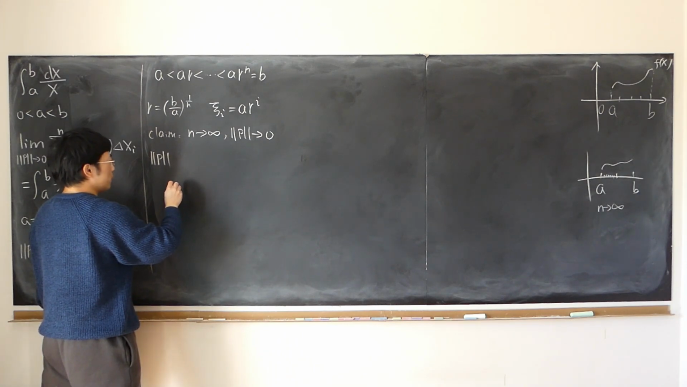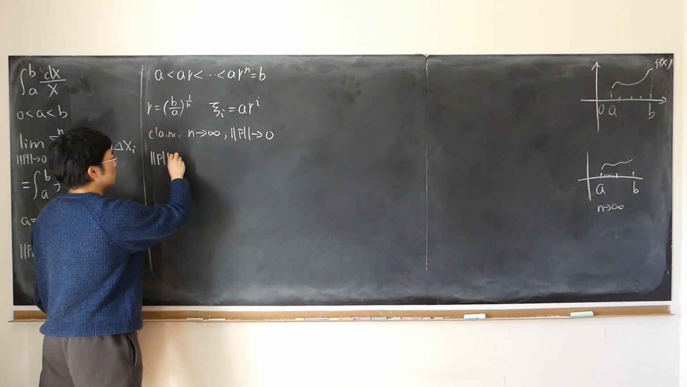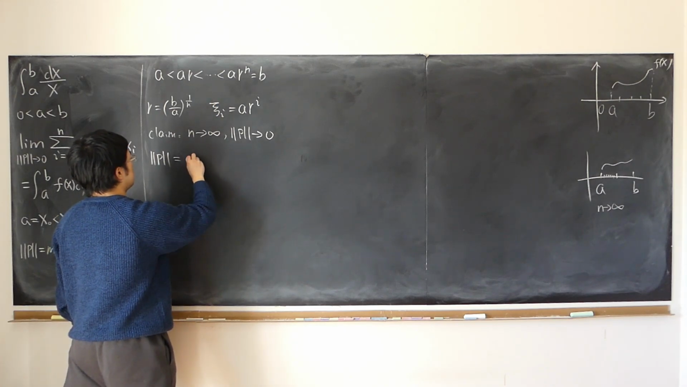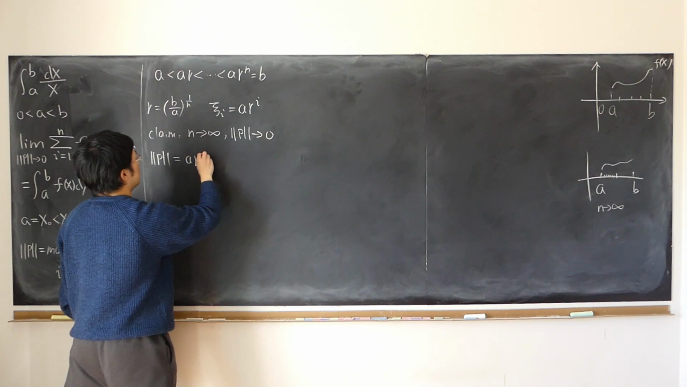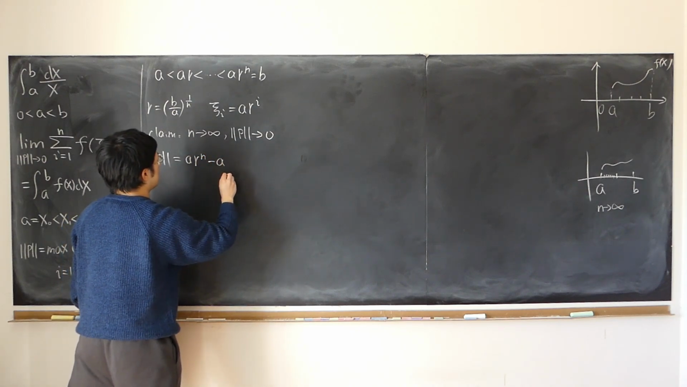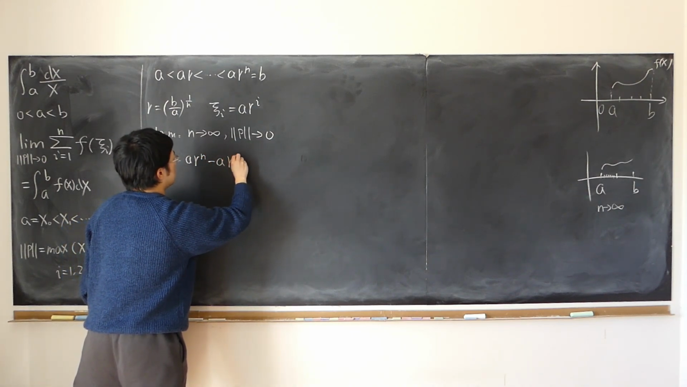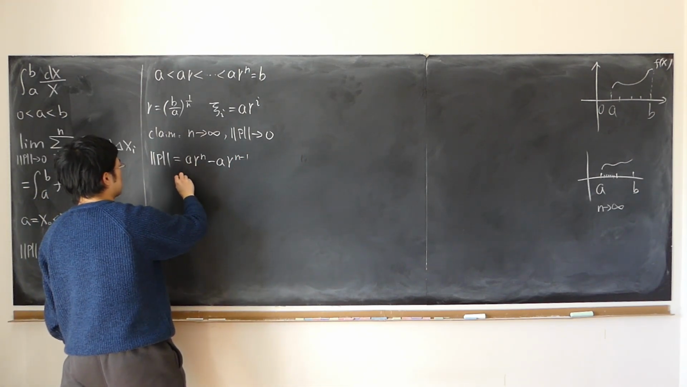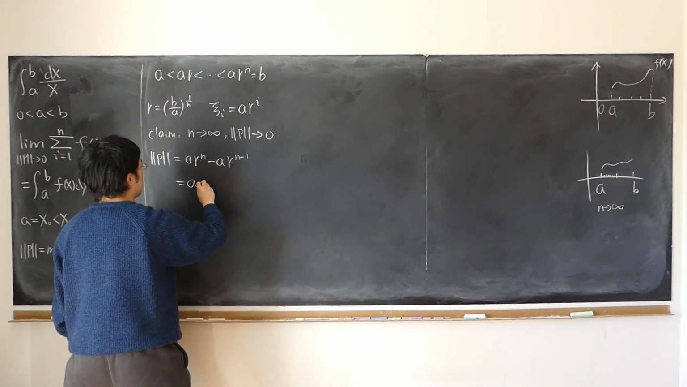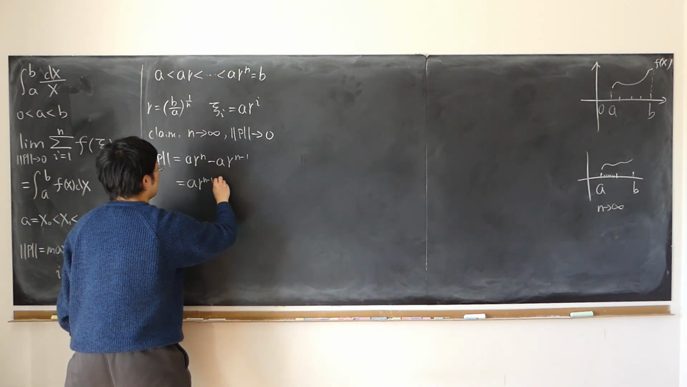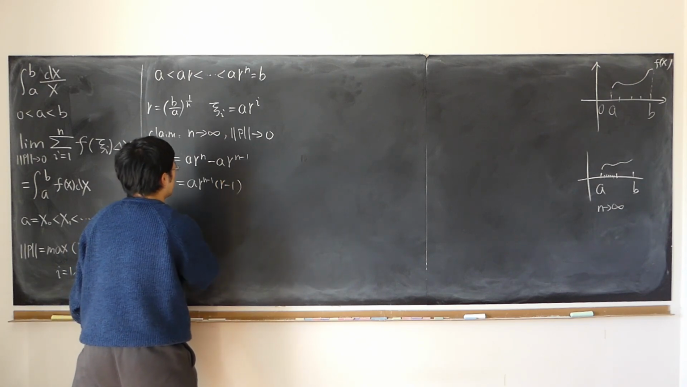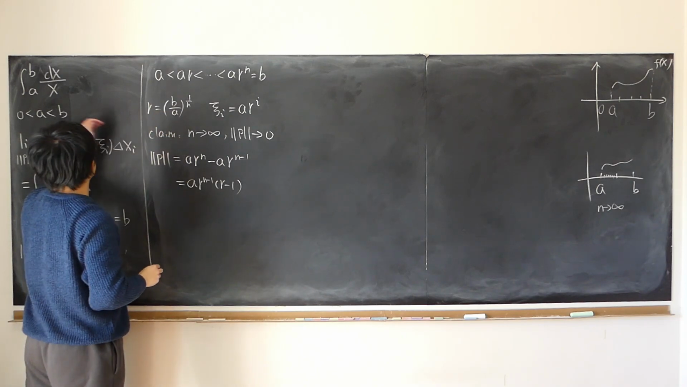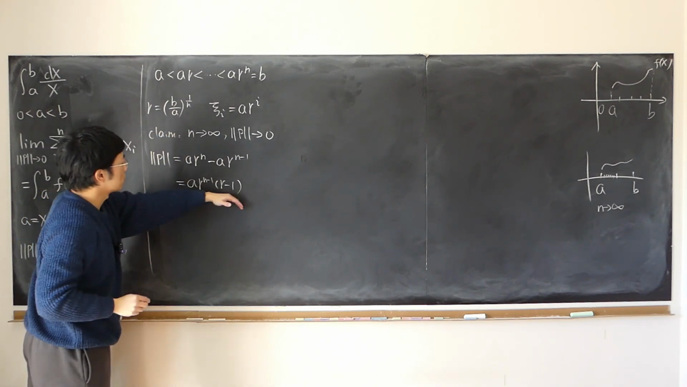The width of my biggest small interval has to be exactly the last small interval. That is a times r to the power of n minus a times r to the power of n minus 1, right? That is equal to a times r to the power of n minus 1 times r minus 1. Notice that r is bigger than 1, because b is bigger than a, bigger than 0, right?